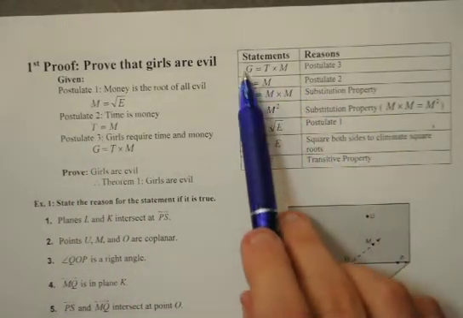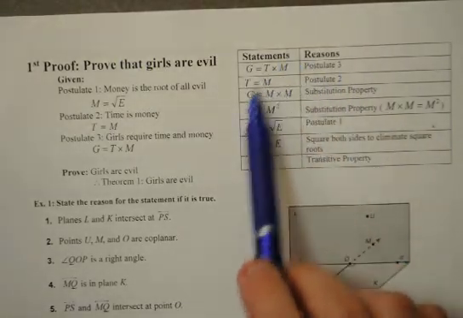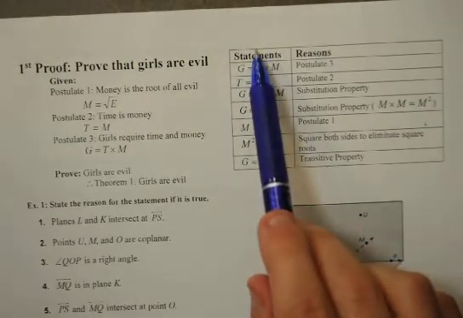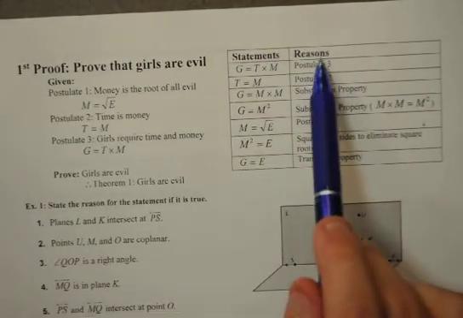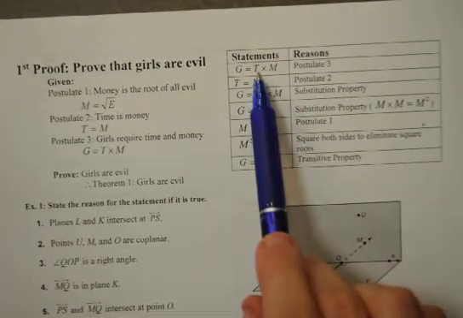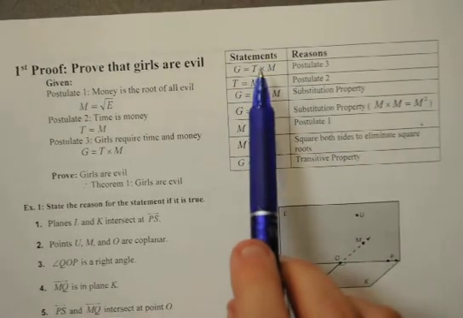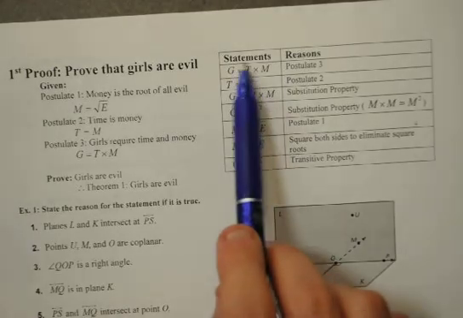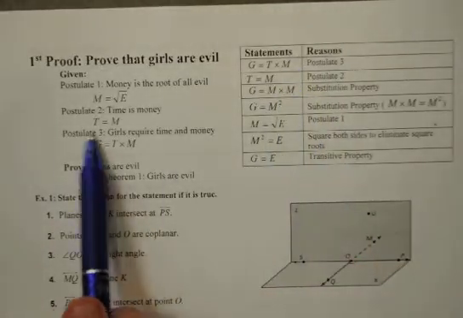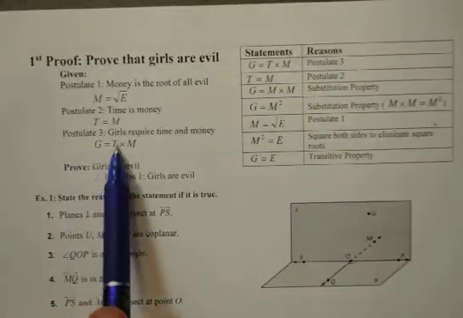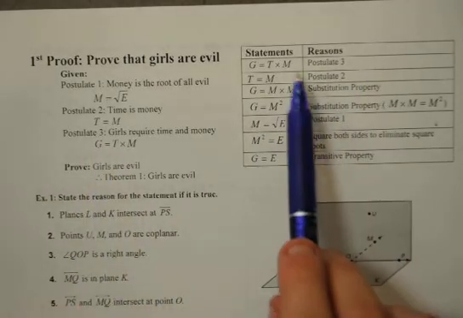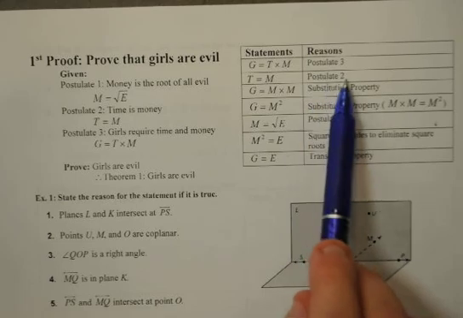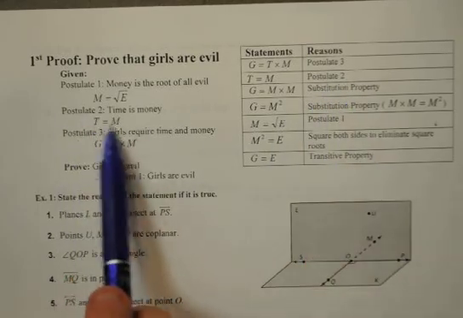Alright, so the first thing is this is called a two-column proof. The first column is your statements. Your second column is the reasons why you can make that statement. So why can I make the statement that girls equal time and money? I can make this statement because that's an accepted postulate. I can make this statement, time equals money, because that's an accepted postulate.